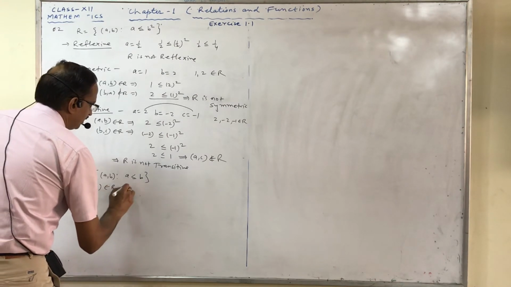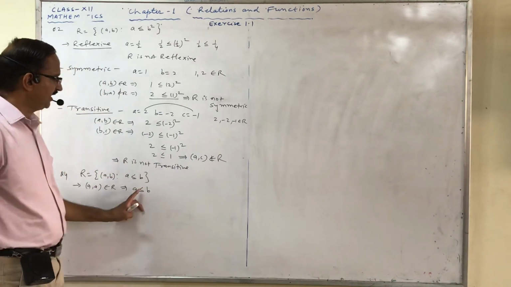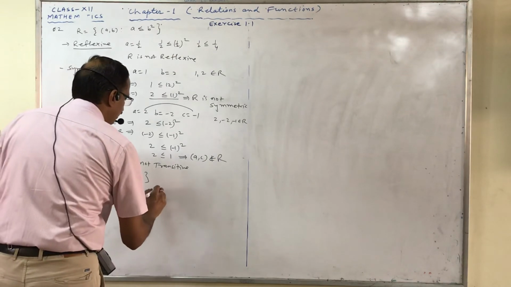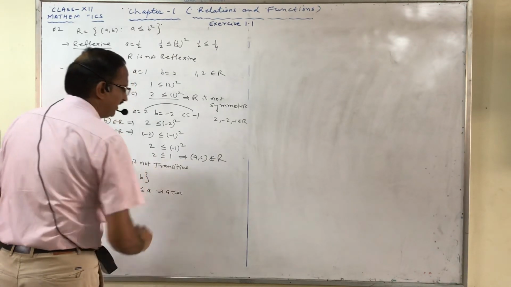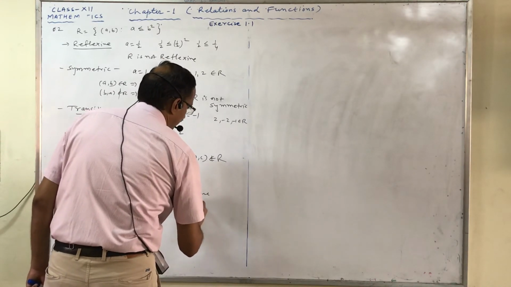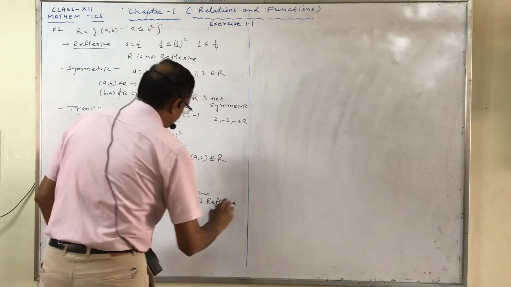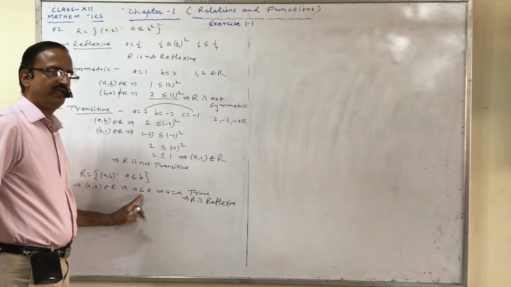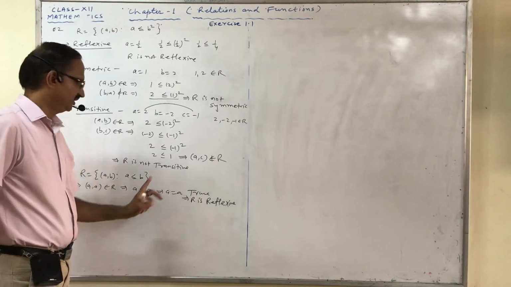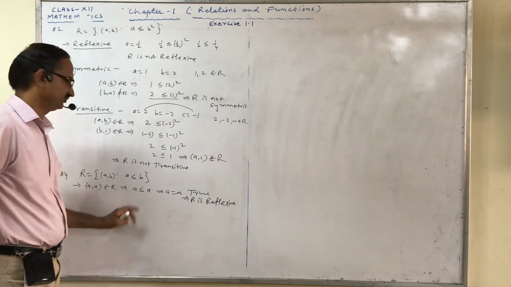a belongs to R, this implies that a is less than or equal to a. So clearly, either it is less than or equal to. So a is equal to a. It is correct. It is true. It means R is reflexive. The case of equality we will take only in the case of reflexive. In others, we will take only less than, not equal.